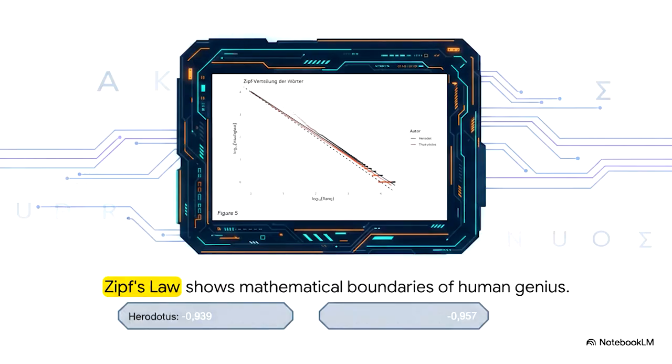And this all builds into the broader chaos of narrative itself when we trace the logarithmic grid of Zipf's law. That's a universal mathematical law of language frequency. Just look at the Zipf exponents here. Herodotus sits at negative 0.939, and Thucydides is at negative 0.957. Despite their completely different styles, their mathematical proximity shows us that even the very highest tiers of human genius are ultimately bound by the exact same strict mathematical limits of language.